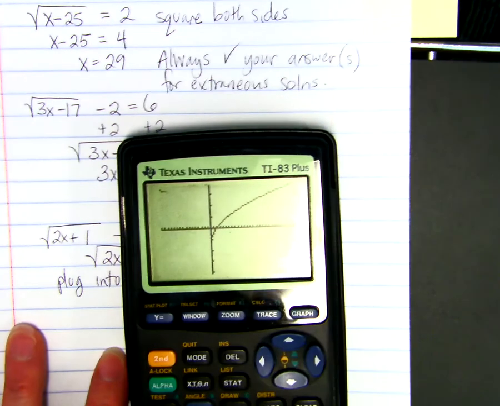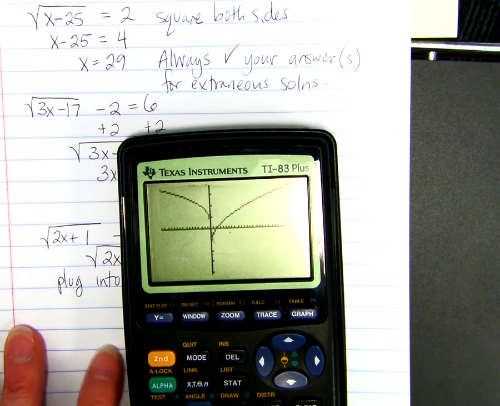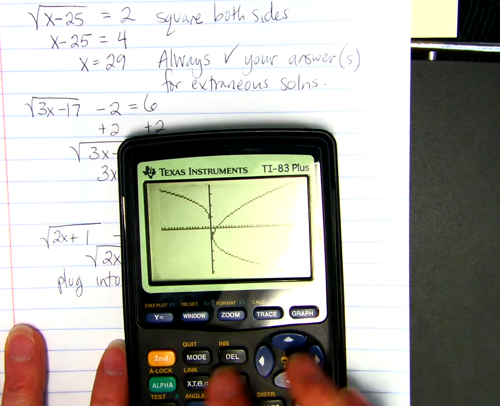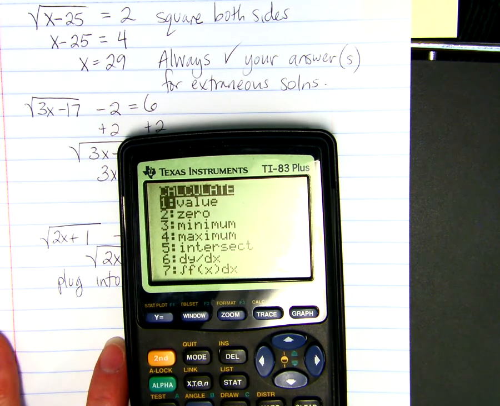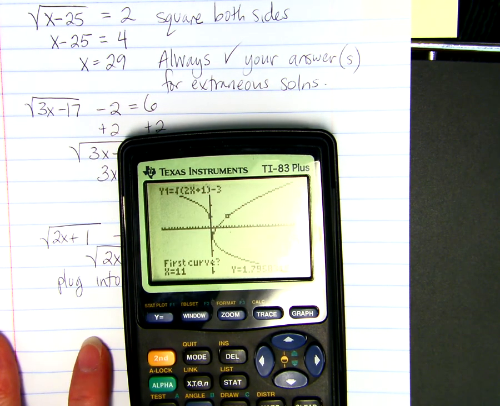Okay, never mind. So where they intersect. Oh, I got it. Aha, right there. Then we're going to do second calculate. Yours looks different than mine. Yeah, it probably does. So I'm going to make this the first curve.